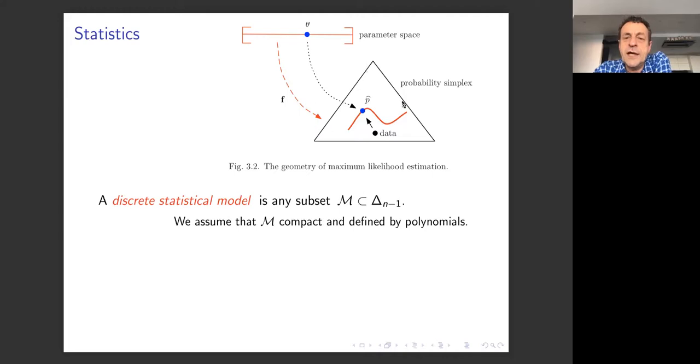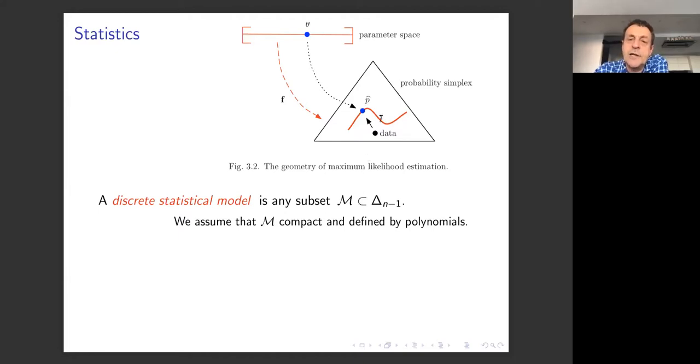Here, this triangle is a cartoon for the probability simplex. So there's the space of all distributions. Then the red wiggle is the model. These are all the distributions that describe some statistical or physical situation. The data gives rise to an empirical distribution. So whatever data we collect gives an empirical distribution at some point in the simplex.